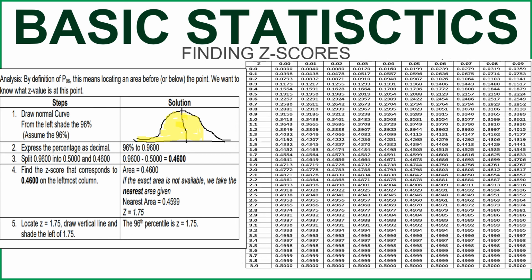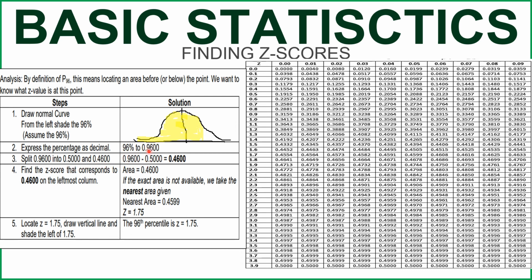That's the first step. Second step is to express the percentage as decimal. So, 96% in decimal, we have 0.96. So, paano po natin nakuha to? Just divide 96 by 100 and you will get 0.96. Or, move 2 decimal places to the left. That is 0.96 pa rin. And then, step 3 na tayo, we split 0.96 into 0.5 and 0.46.